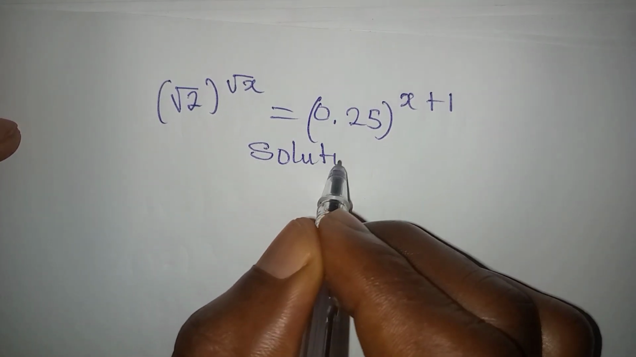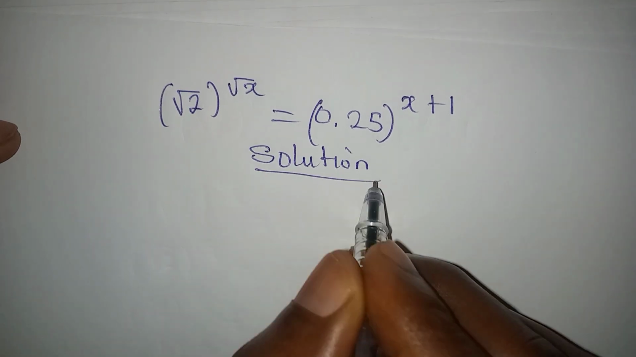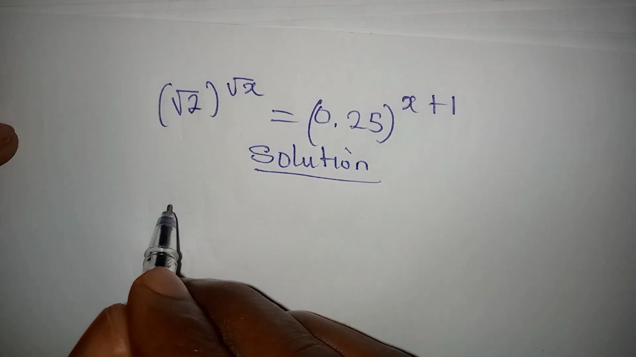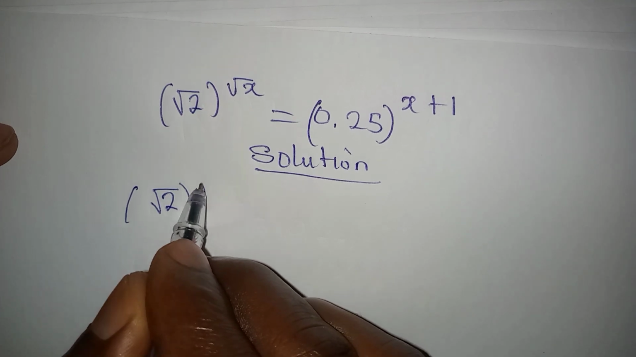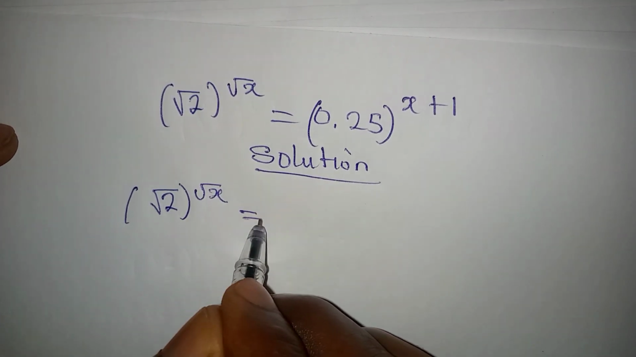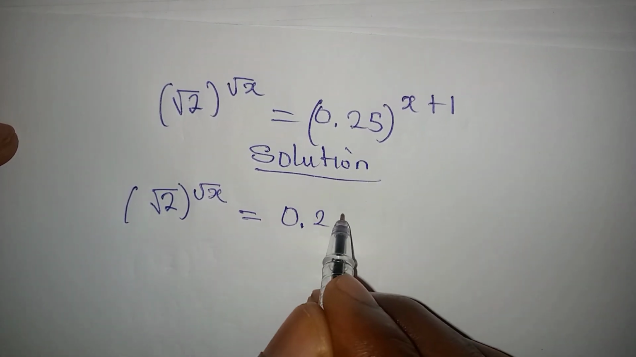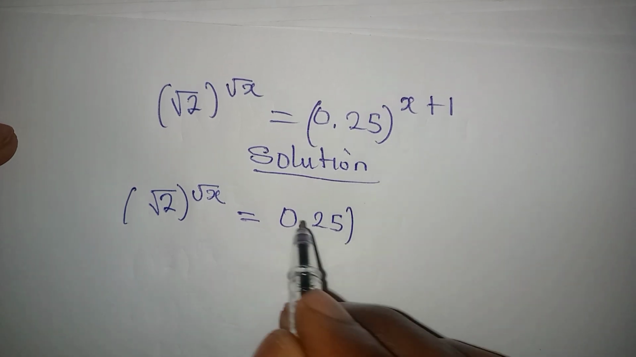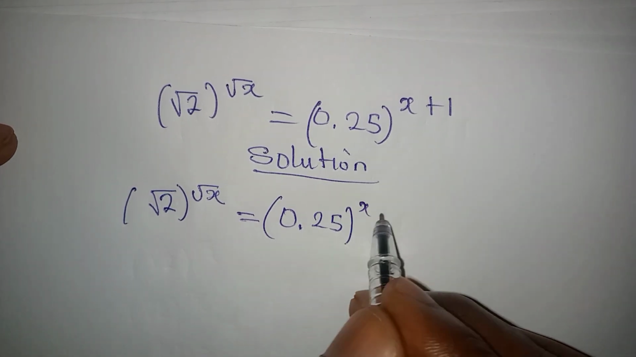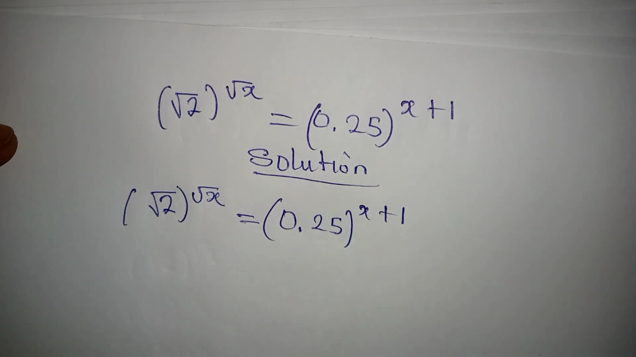Let's provide a solution to this Olympiad Mathematics. We have square root of 2 to the power of square root of x. This is equal to 0.25 to the power of x plus 1, right?